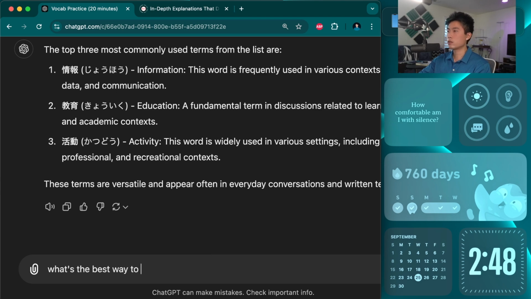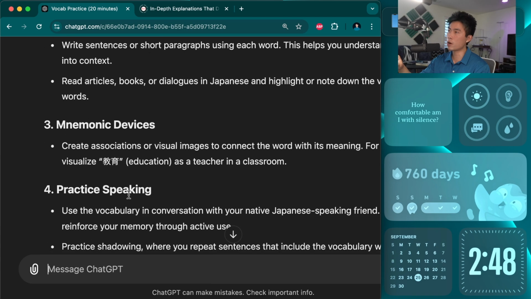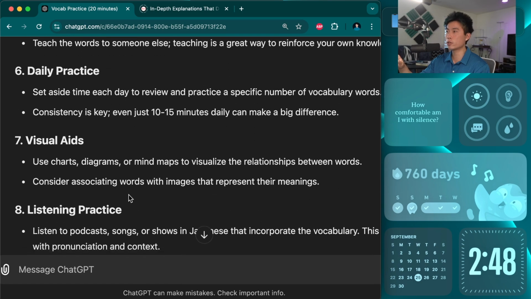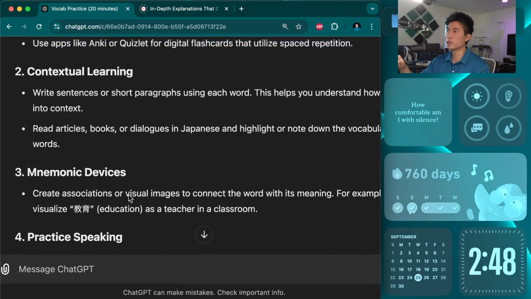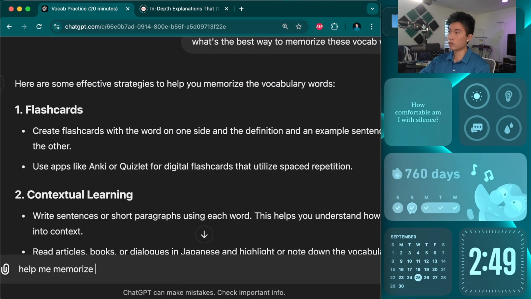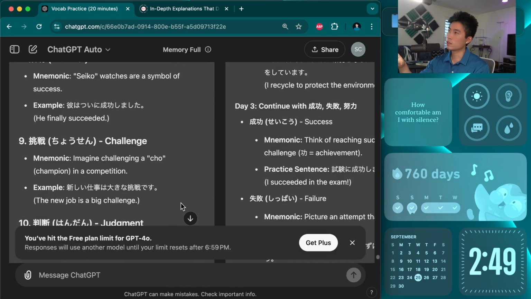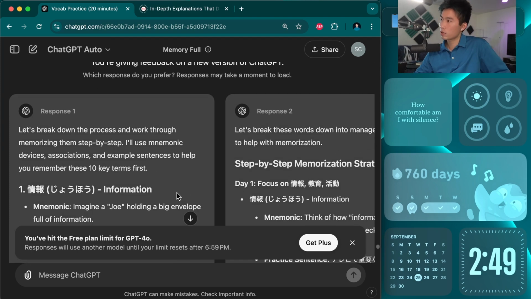What's the best way to memorize these vocab words? Flashcards, contextual learning, mnemonic devices, practice speaking, group study, daily practice, visual aids, listening practice, write them down, games and quizzes. Lovely. Help me memorize them. Once again, we're giving feedback to ChatGPT. Let's break down the process and work. Okay, let's focus on, oh crap. Let's focus on, that's why I use my mouse. All right, let's break down the process and work through memorizing them.